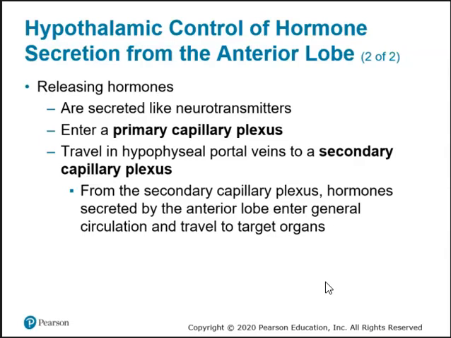So the releasing hormones secreted by the hypothalamus are secreted like neurotransmitters. They will enter a primary capillary plexus, travel in the hypophyseal portal veins to a secondary capillary plexus, and from there the hormones are secreted by the anterior lobe, enter general circulation, and will then travel to target organs.